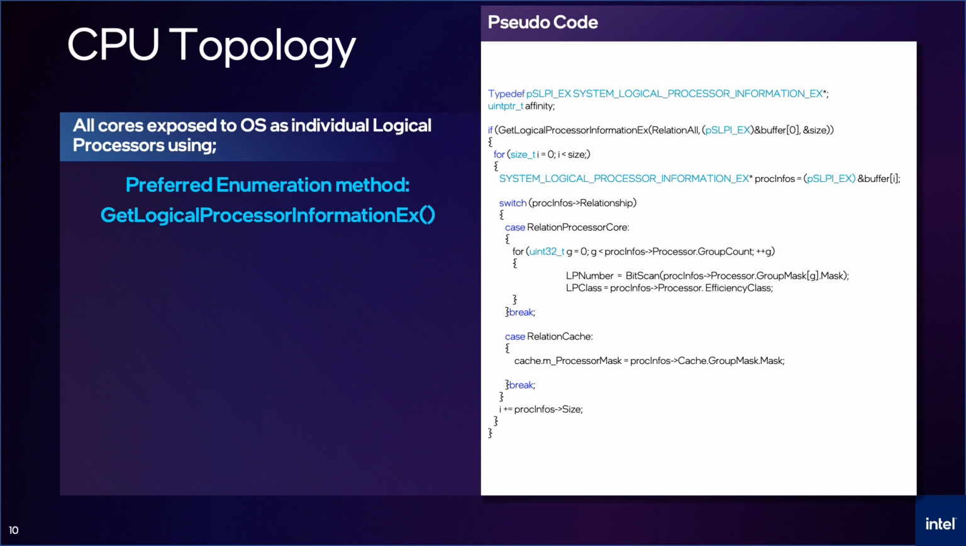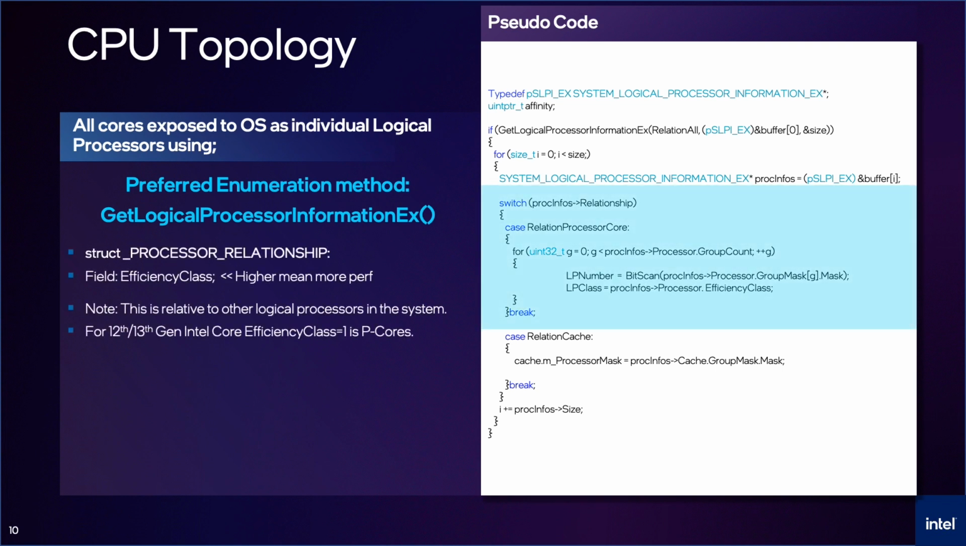The fields we're actually interested in are, first of all, any fields that come back as a processor relationship. There'll be one of these structures per logical processor within the system. The most important field in here for us is the efficiency class. This actually ranks the logical processor's performance relative to the other logical processors within that system. A system without hybrid, all the cores would have exactly the same efficiency rating of 0. Today on hybrid, we have efficiency class 0 for the E cores and 1 for the performance cores.